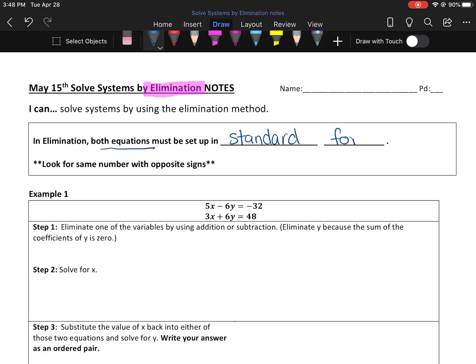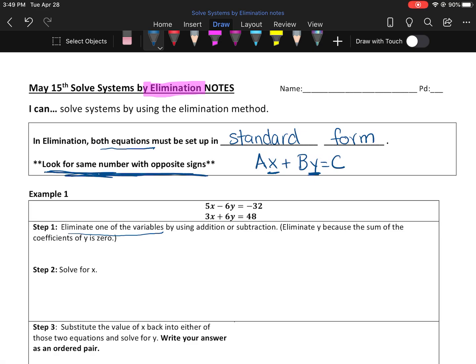If you remember when we did substitution, we were looking for x equals or y equals. Well, in elimination, we want them to be ax plus by equals c. We want x and y on the same side. If we take a look at this first example, we want to eliminate one of the variables. So note, we're looking for the same number with opposite signs.